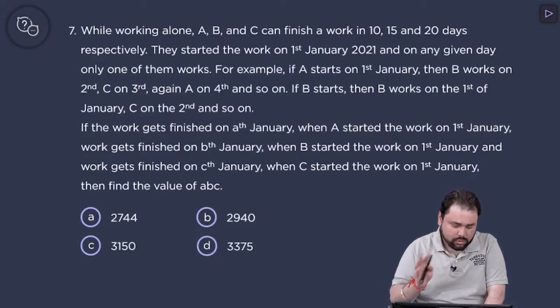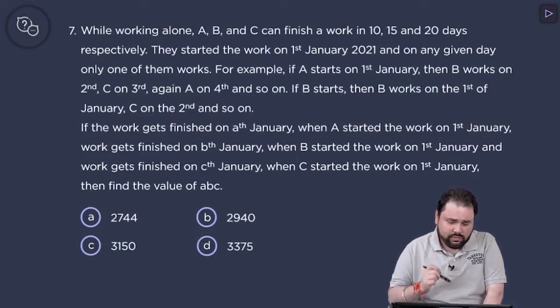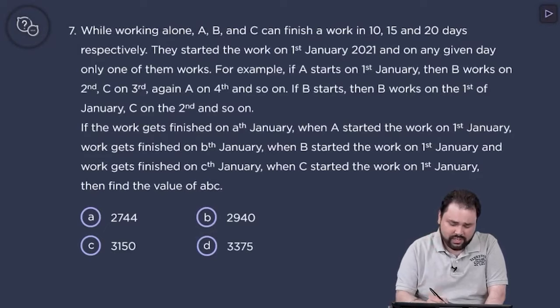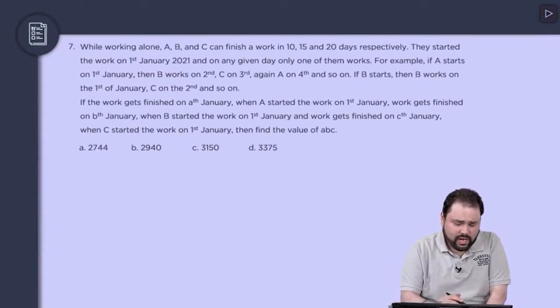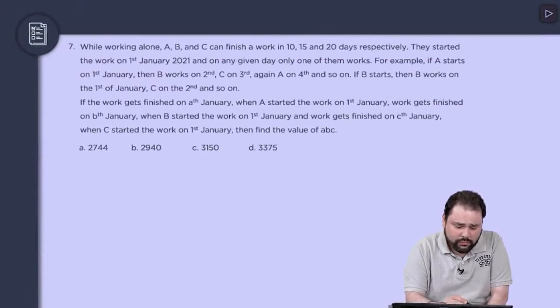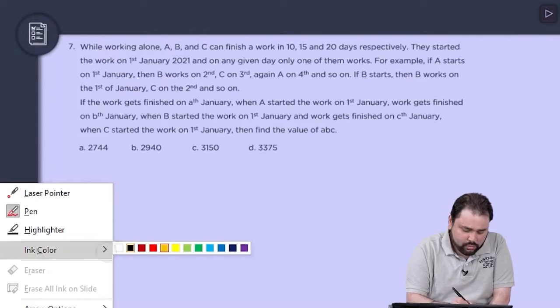Okay, understood. If the work gets finished on 8th Jan when A started on 1st Jan, work gets finished on B's 8th Jan when B started the work on 1st Jan, and work gets finished on C's 8th Jan when C started, find the value of BC. Basically depending upon who starts and who closes. This is understandable. So when A starts, once again let me move to purple.